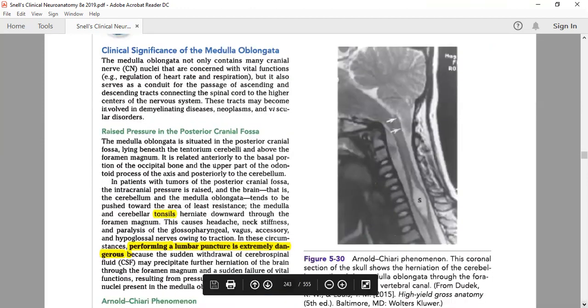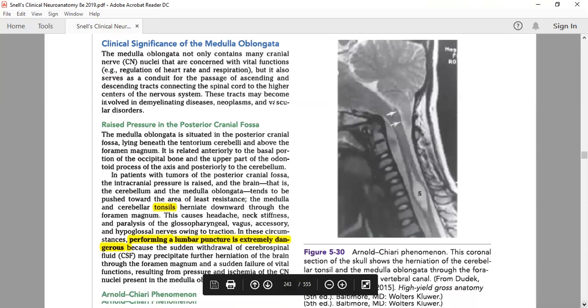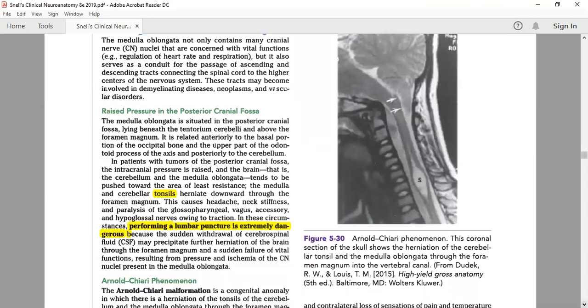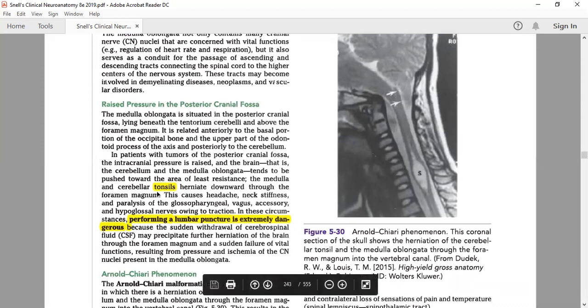Raised pressure in posterior cranial fossa. The medulla oblongata is situated in the posterior cranial fossa, lying beneath the tentorium cerebelli and above the foramen magnum. It is related anteriorly to the basal portion of the occipital bone and upper part of the odontoid process of the axis, and posteriorly to the cerebellum.